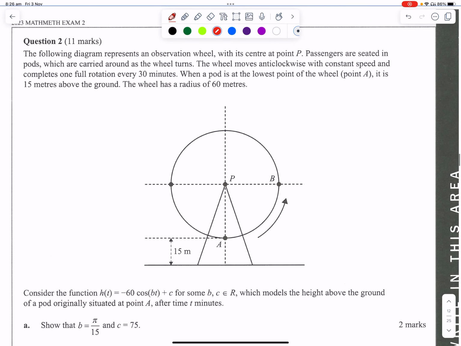Okay, the following diagram represents an observation wheel with its center at the point P. Passengers. Oh, my phone's going crazy. Sorry, I'm just going to answer a text. Okay.